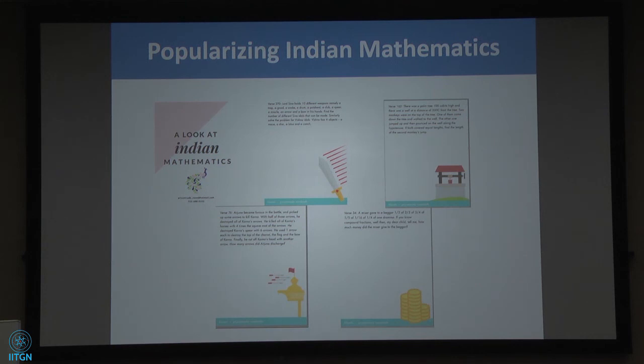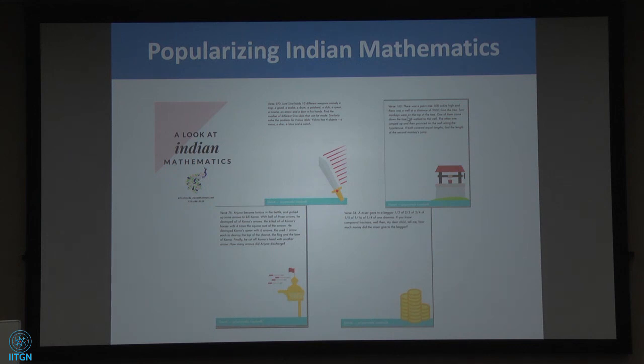These are a few sample pages from a workbook. The one on the bottom left actually is the problem that I just told you about, the one relating to Arjuna and his arrows. The one up here is a combinations problem, which talks about Shiva having 10 arms, a different weapon in each arm. How many different ways can you create statues with all the different combinations?